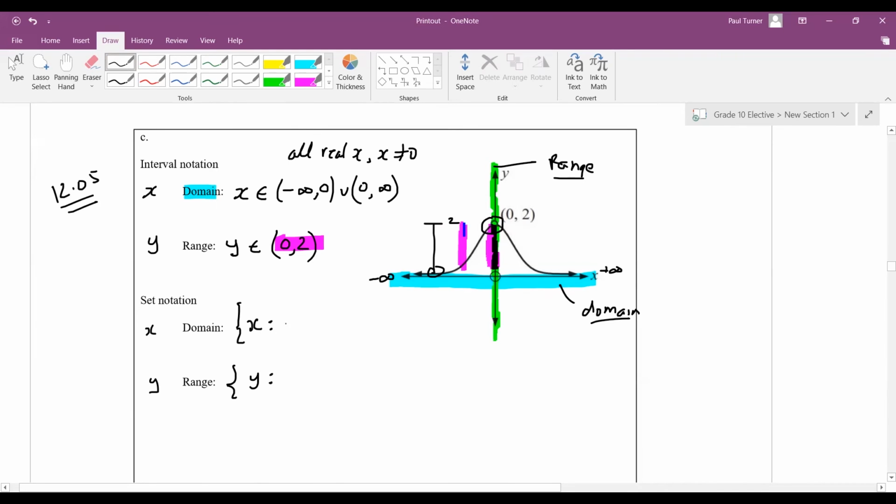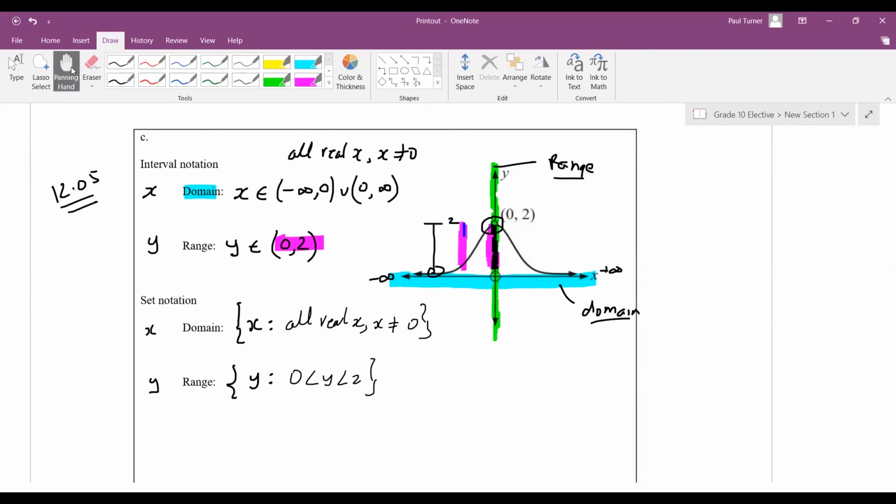So that means x such that, okay. Oh, I guess you just write it similar to this. So all real x does not equal 0. Okay, because the graph is cut at that point. And this one between 0 and 2. Like that. Something like that will work, okay?